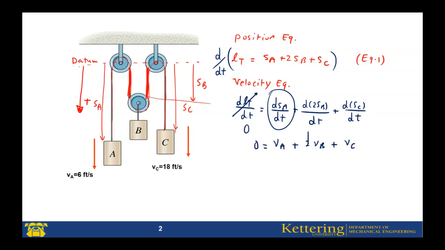Now, we need to substitute those values into this equation. The velocity of A is 6, plus 2 times the velocity of B, which we are looking for, plus the velocity of C, which is 18, equal to 0. From this, we find 24 plus 2 times the velocity of B equals 0. From this, the velocity of B equals minus 12 foot per second.